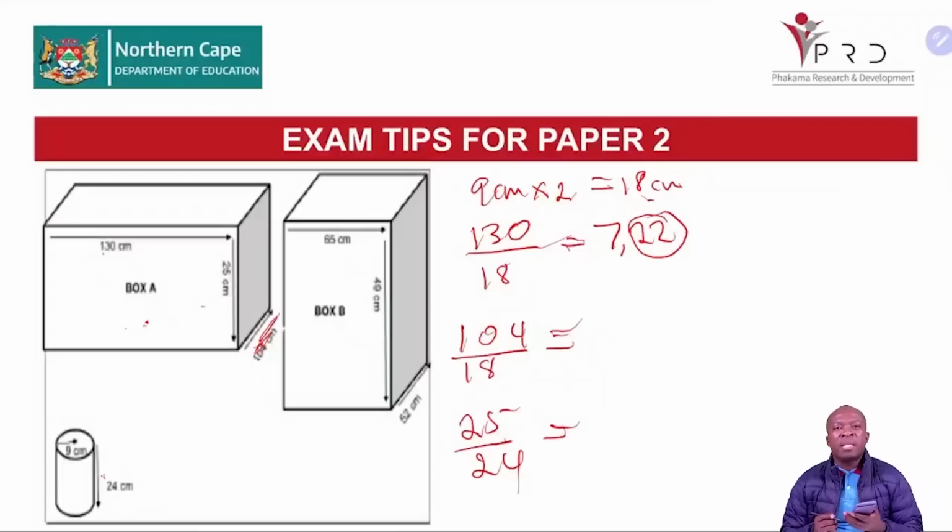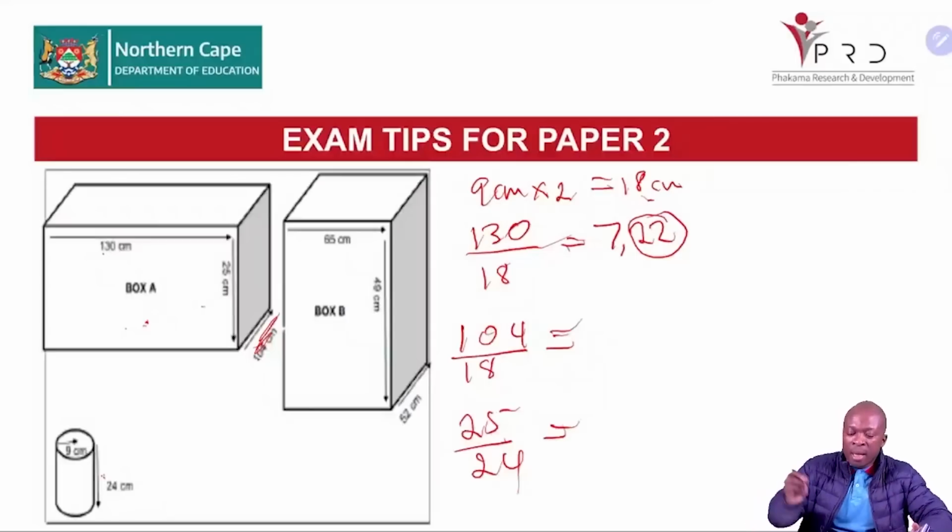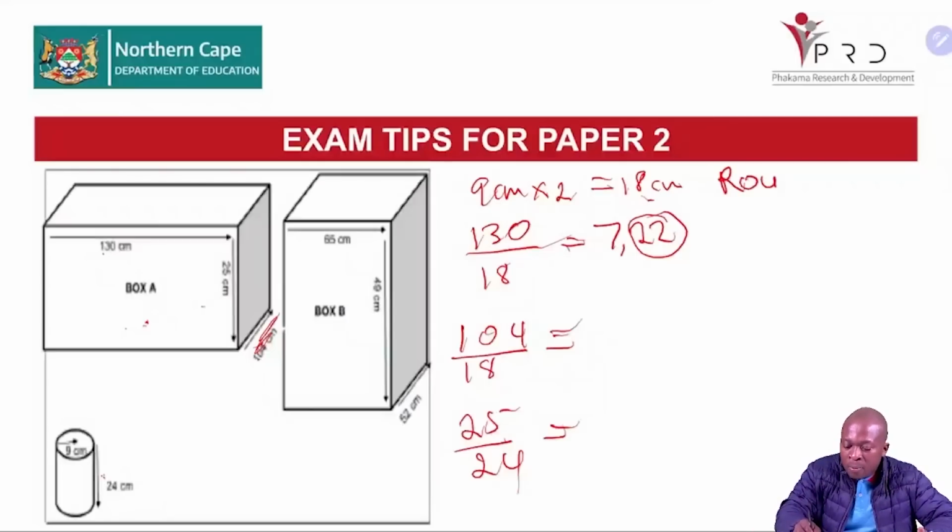The decimal places is just telling you that the space is not big enough to fit another. So you always round down. You round down the value. So we got 7.22. It means we are going to say 7. Okay? Then you come to your next one.